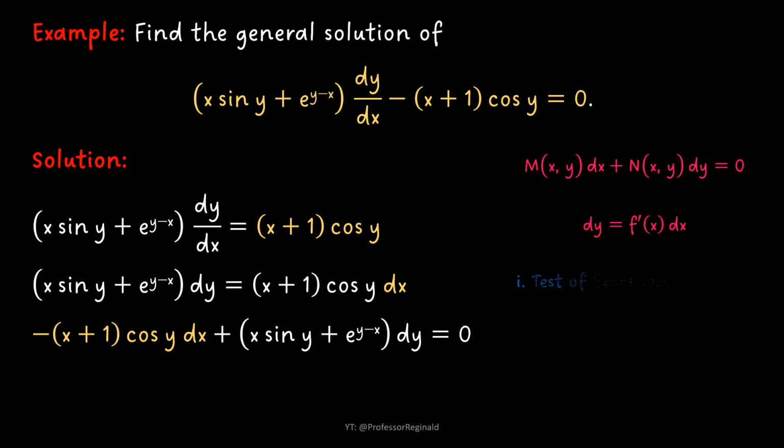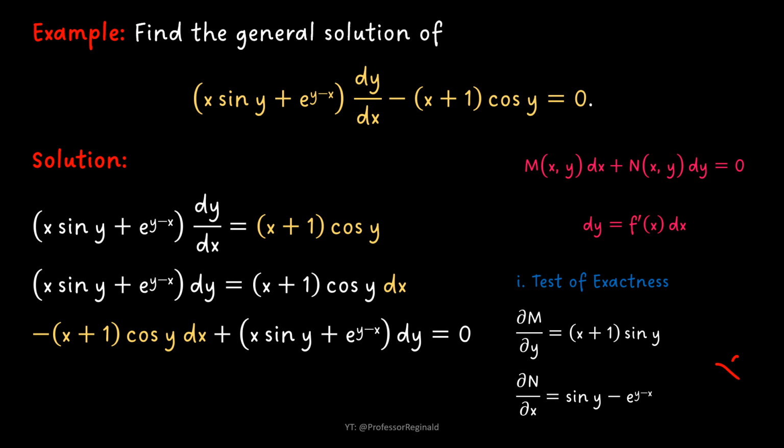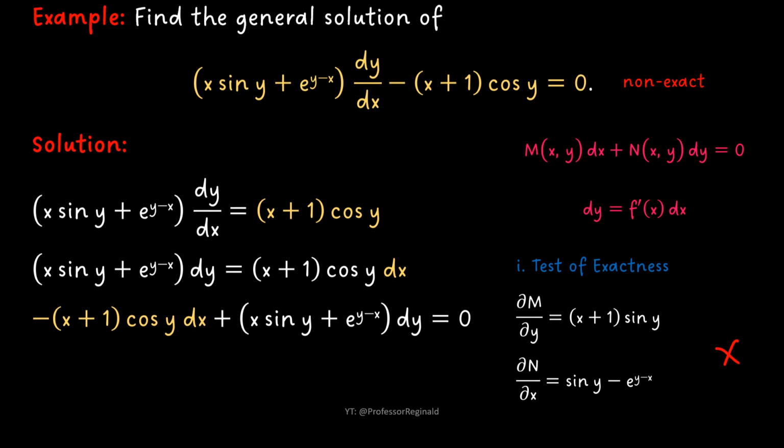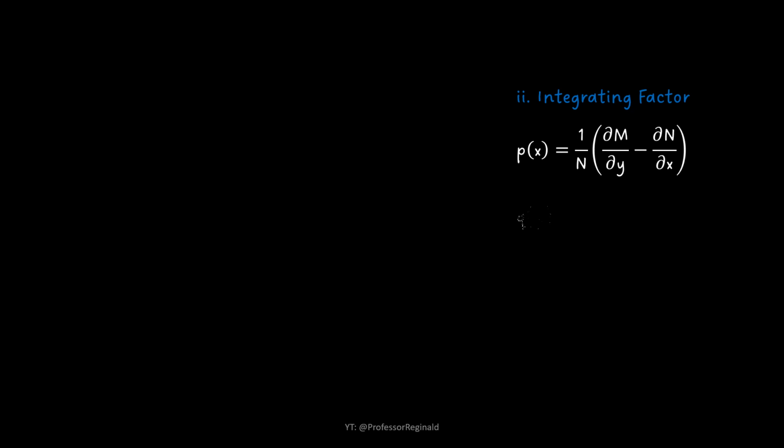Next, test if the differential equation is exact. Find the following first-order partial derivatives. Because the partial derivatives are not equal, the differential equation is non-exact. Afterwards, find the integrating factor that will make the equation exact. Use any of the two formulas and see which one yields an equation in one variable and/or constants.